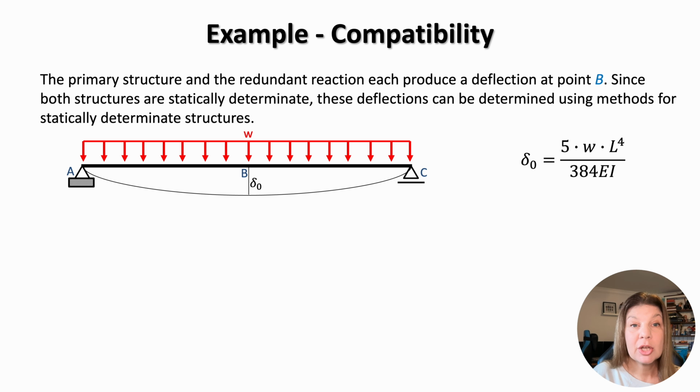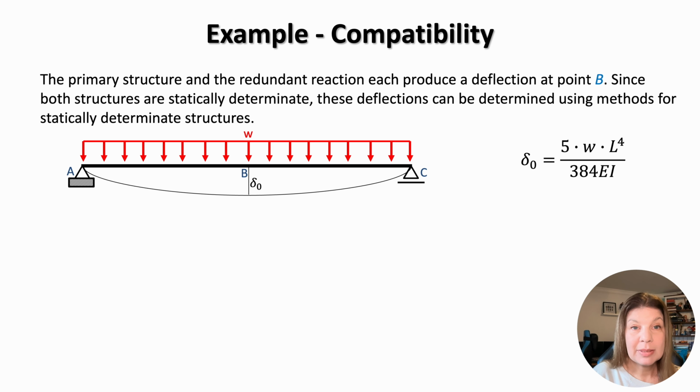The next step is to determine how each of these contributes to the deflection at the location of the redundant, which in our case is point B. Let's begin with the primary structure. The primary structure carries the uniformly distributed load. Since it is statically determinate, we can determine the vertical deflection at point B using any of the methods that we've already learnt. For example, double integration, Castigliano's theorem, the unit load method, or virtual energy, or simply by using beam deflection tables. This isn't our purpose here, but you will find that for this beam, the deflection at point B is 5wL^4 divided by 384EI.